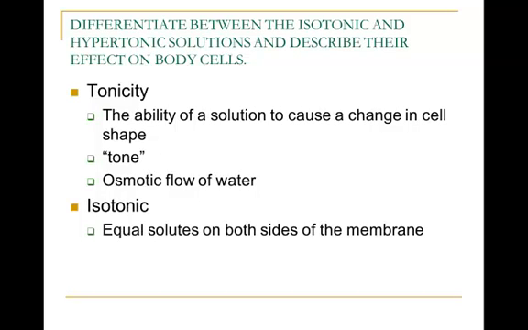Where this actually becomes important to us as nurses is when we're talking about IV solutions. Okay, iso means the same, and it means that on either side of the membrane, the solutes are the same. So if I was comparing, just for interest here, two cells, they would each have the same amount of particles in them. So it would be isotonic, the same. Examples of IVs that are isotonic are normal saline and Ringer's lactate, and we'll talk more about that.